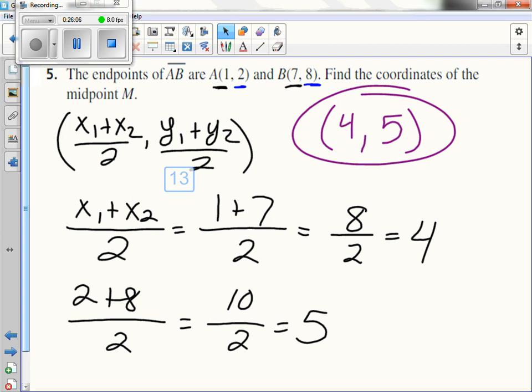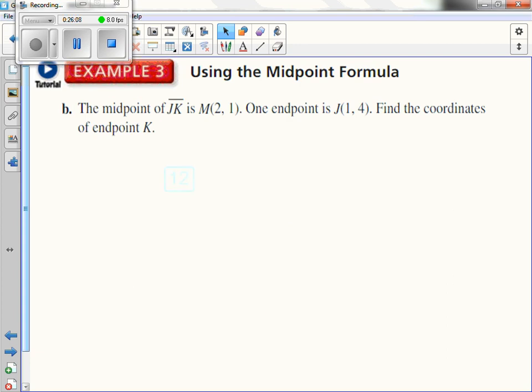Okay, now I'm going to go back to the one we skipped. The reason I skipped this is different than the last three that we did. It's telling us the midpoint of JK is M(2, 1). It already told us the midpoint, and it's telling us one of the endpoints is (1, 4). Now we need to find the other endpoint.